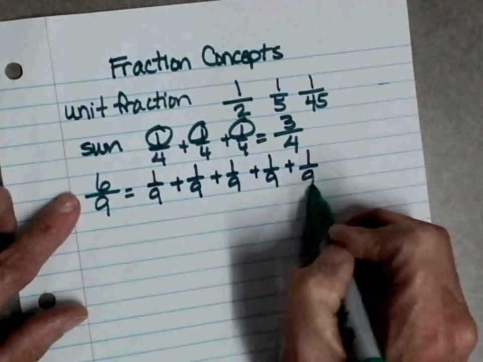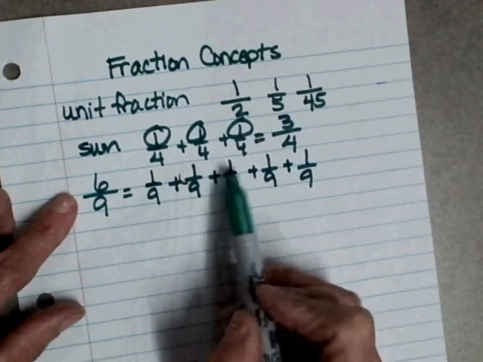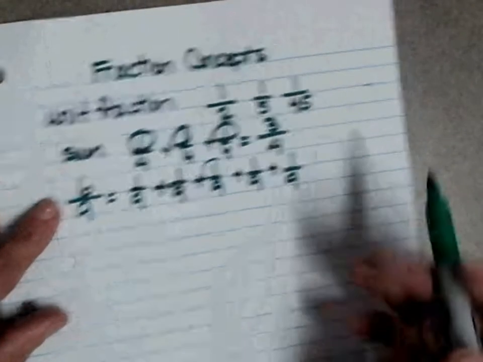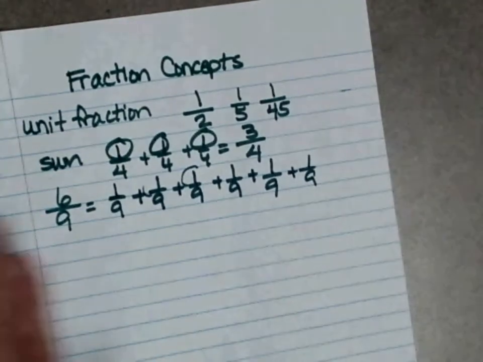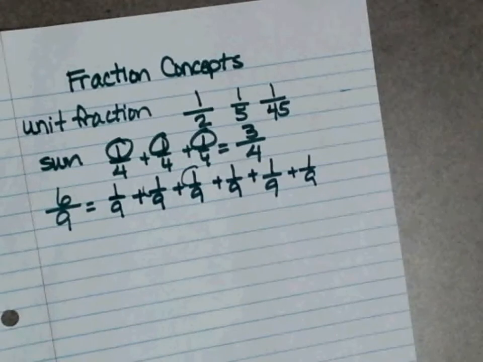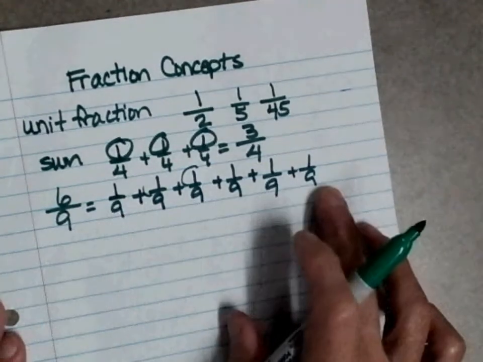I'm going to go back and count these. 1/9, 2/9, 3/9, 4/9, 5/9. Okay, I need one more to make 6/9. So here we decomposed 6/9 into the sum of unit fractions.